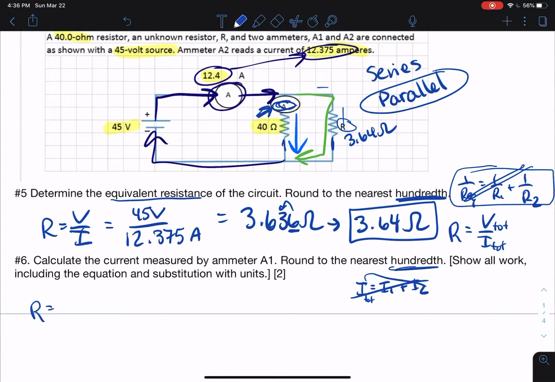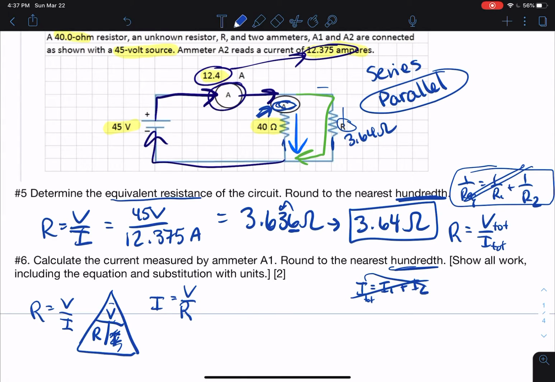So R equals V over I is how it's written in the reference table. Many of you like to use the triangle, which I think is a great tool. V, R, and I. So if I cover up the I, that means my equation is going to be V divided by R. So I can rewrite that to be V divided by R.